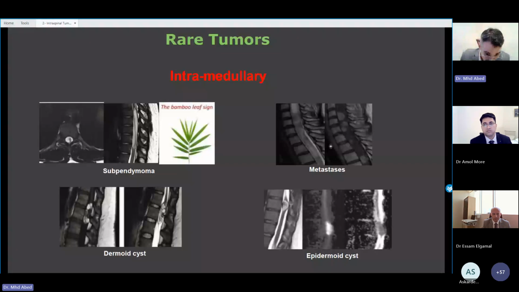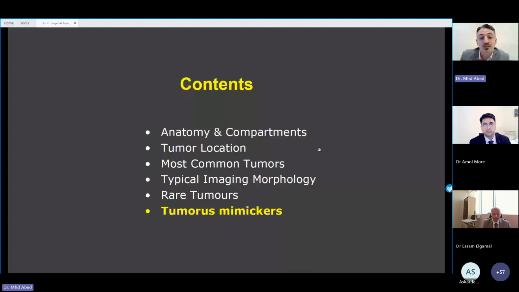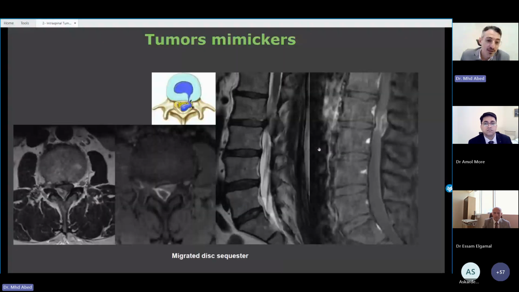Now I'm going to speak about some tumor mimickers. This patient, for example, has this lesion. If you look, we can see here the dura, and the lesion is located outside the dura. It is in the epidural space. It shows marginal enhancement in the periphery of the lesion, and in the T2, this lesion is just a migrated disc sequestration, as we see in these images.